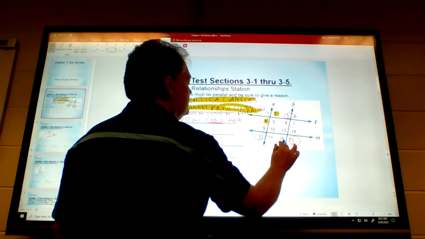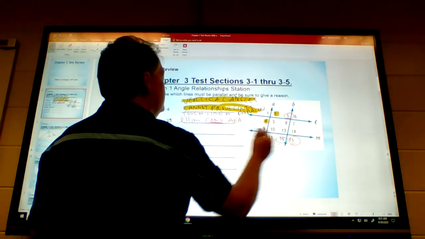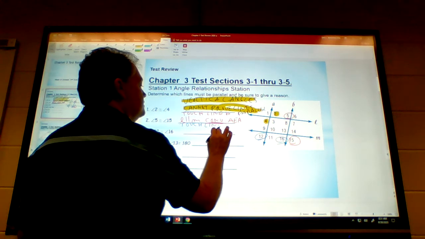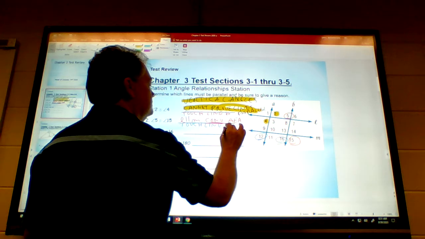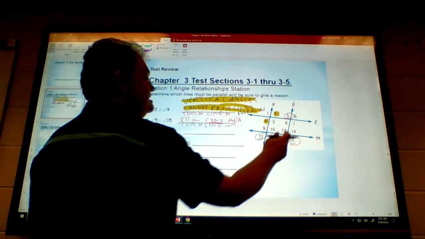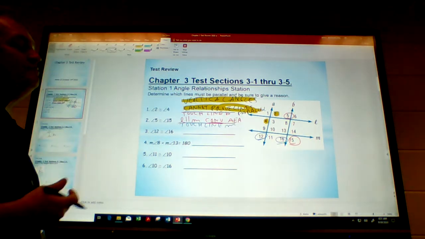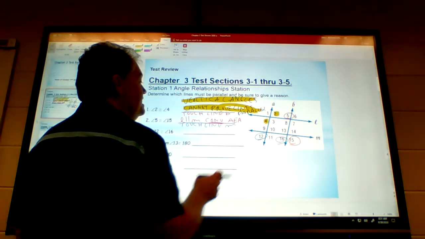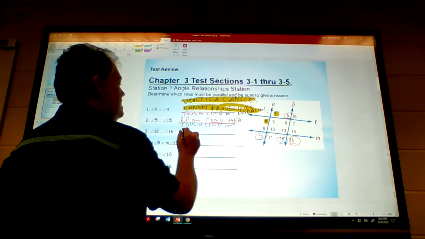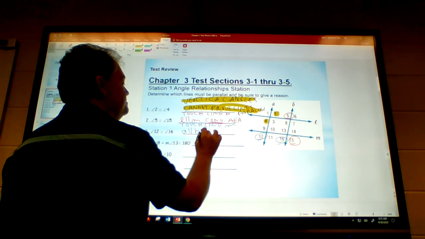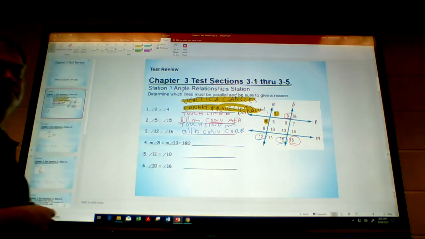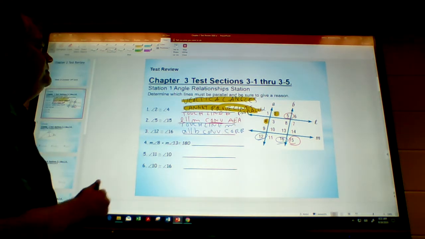12 and 16. If you look, they both touch line M. Since they both touch line M, that means that L and M are not parallel. We can't prove those lines parallel, but we can prove that A is parallel to B. If you look, these are corresponding angles. So A is parallel to B, and that is by the converse of corresponding angles. All right.